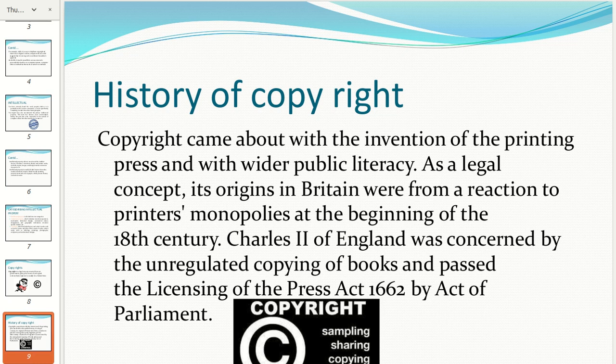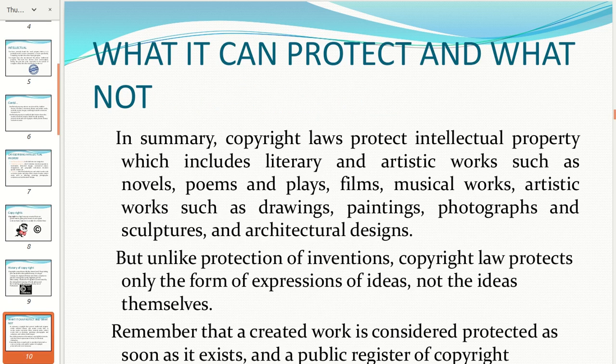But as you can see, copyright has been quite important, and if somebody is passing an act around it 400 or 350 years ago, then it needs to be considered. What can a copyright protect and what can it not? In summary, copyright laws protect intellectual property, that is the knowledge base, which includes literary works, artistic works, novels, poems, plays, films, like we explained before, drawings, paintings, photographs, and architectural designs.